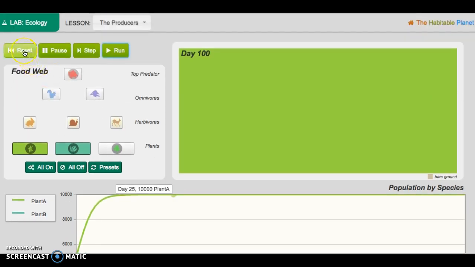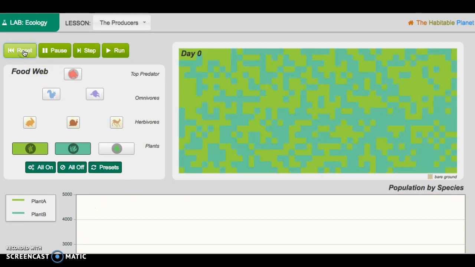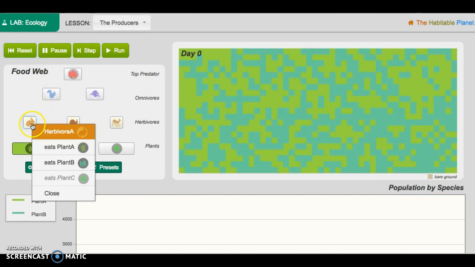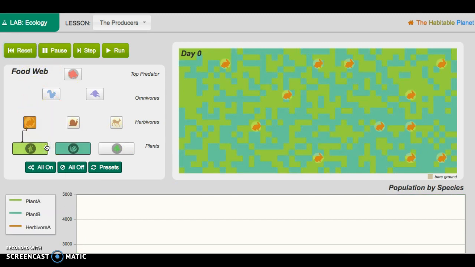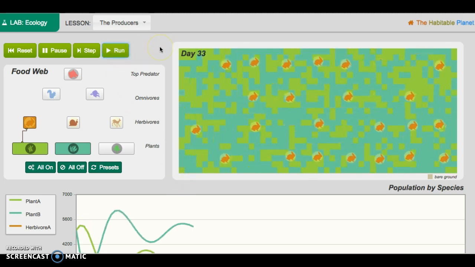Okay, so now we're going to reset it, and we're going to add another organism. We're going to tell this organism to eat one of these plants. And I'm telling it to eat plant A. You can see them pop up here. It looks like this herbivore is a rabbit. And then we're going to hit run again, and watch what happens.